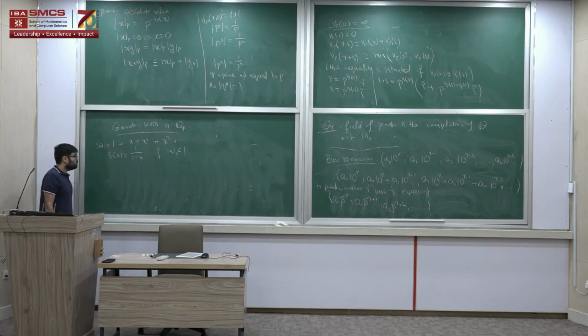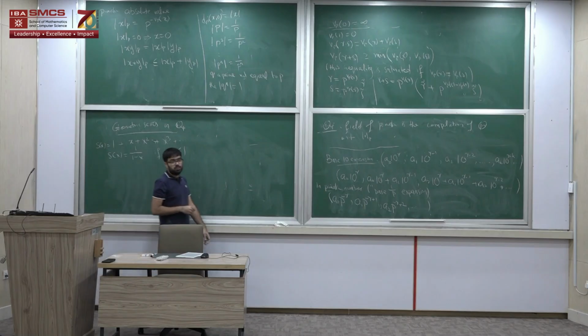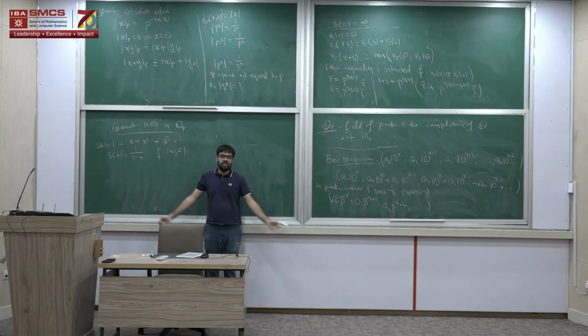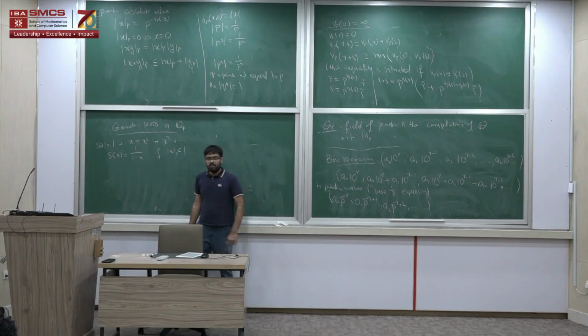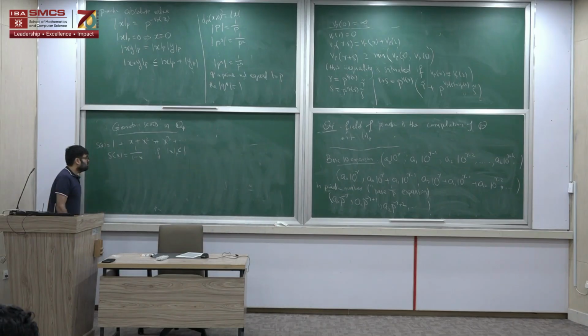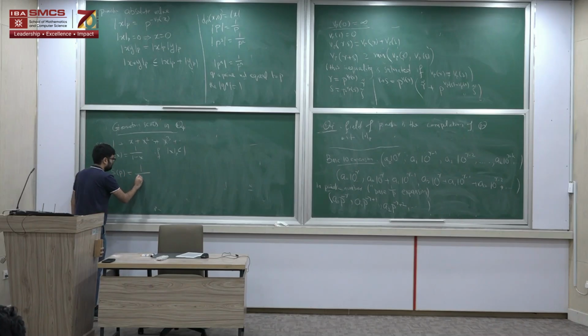Okay. So, what does that mean? So, the simplest example of something with absolute value less than 1 is p, right. So, p has absolute value 1 over p, and so this series converges, and s of p is 1 over 1 minus p.